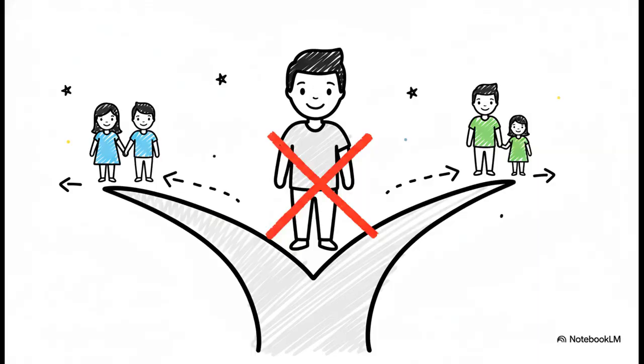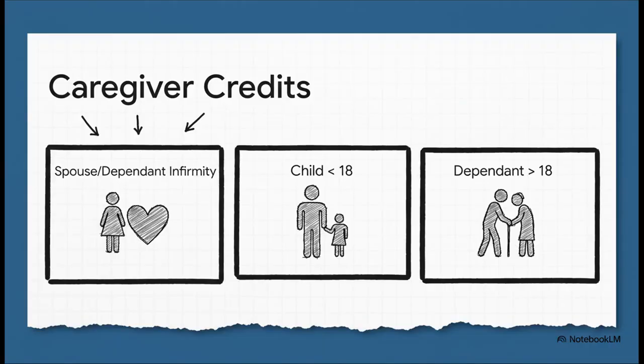Now, beyond those basic credits, there's a whole suite of caregiver credits for those supporting individuals with infirmities. As you can see, the amounts and the rules can get quite specific based on the dependent's age and their relationship to you. For example, there's one amount for an infirm child under 18, but a different, larger amount for an adult dependent, and that one also gets reduced based on the dependent's own income.